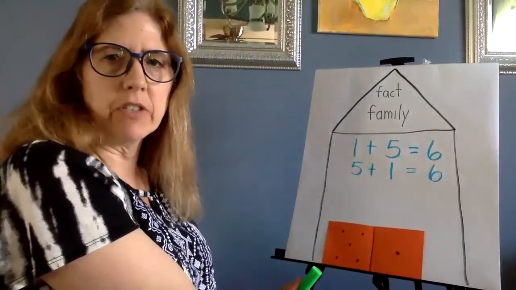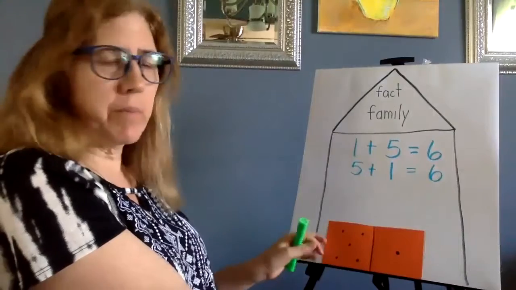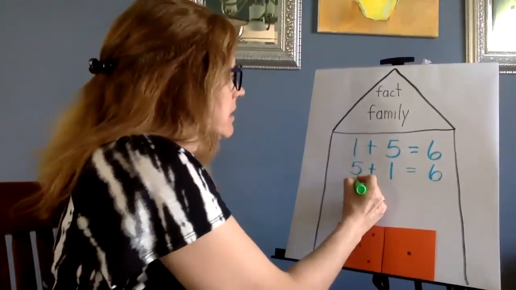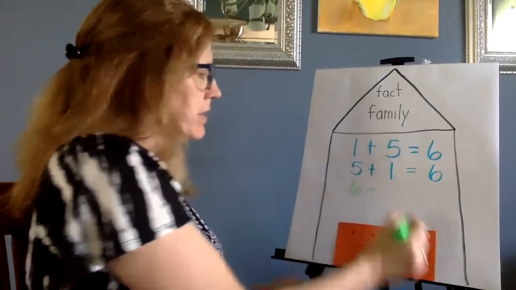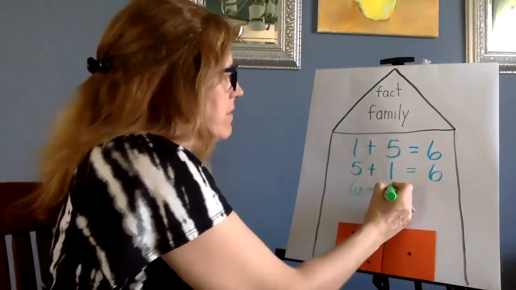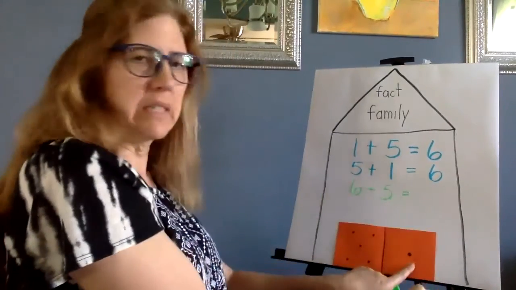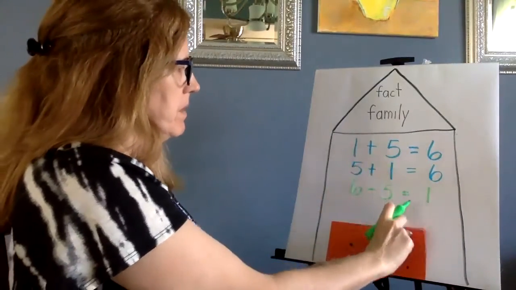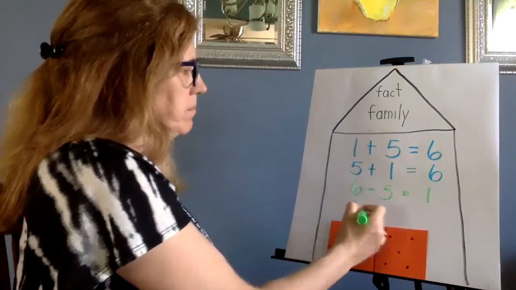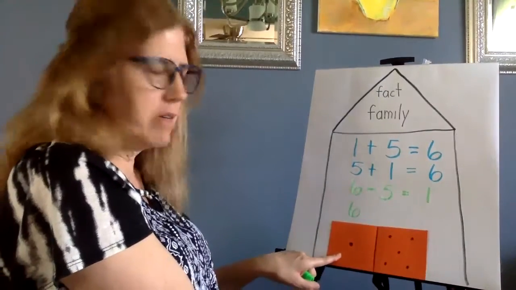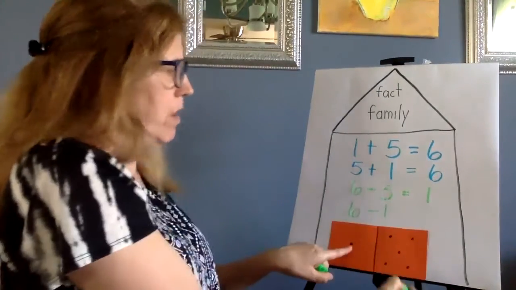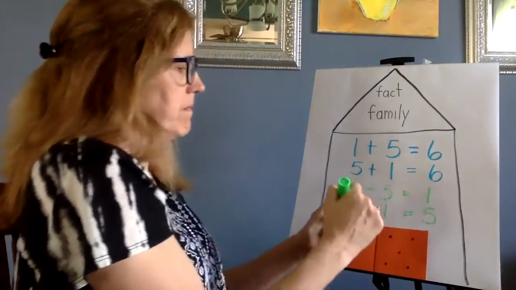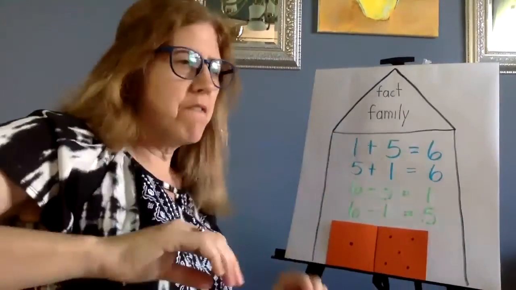Now let's do our subtraction, okay? When we subtract, we start with the whole domino. The answer is 6. Then we subtract what's on this side, which is 5, and it equals what's on this side, which is a 1. Then we can flip it over again, and we start with the 6, because that's what we have all together. Subtract this side, 1, and it equals this side, which is 5. And that's how you make a fact family.